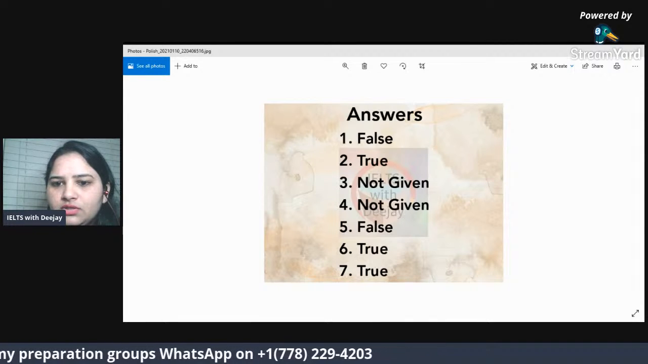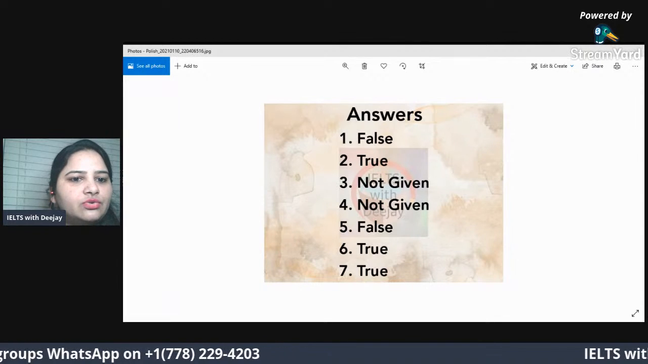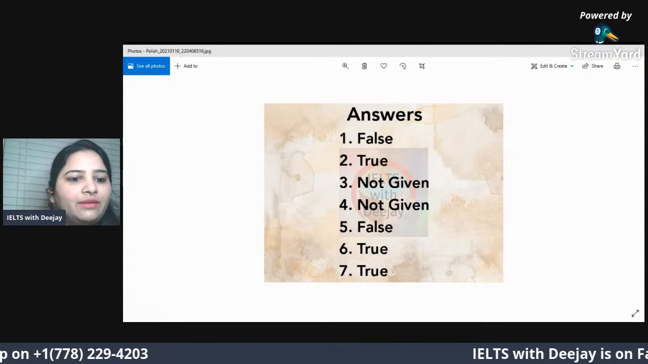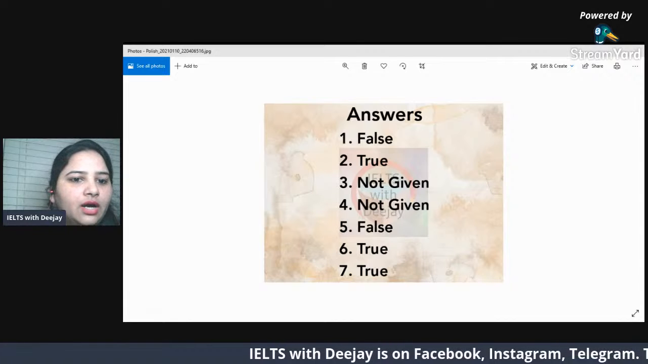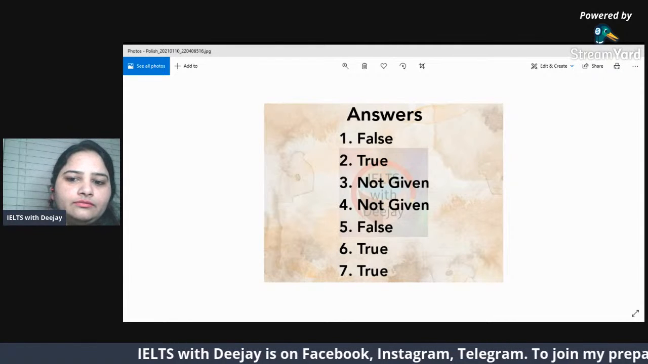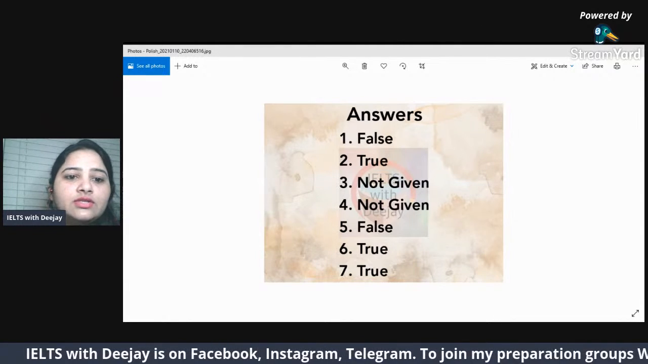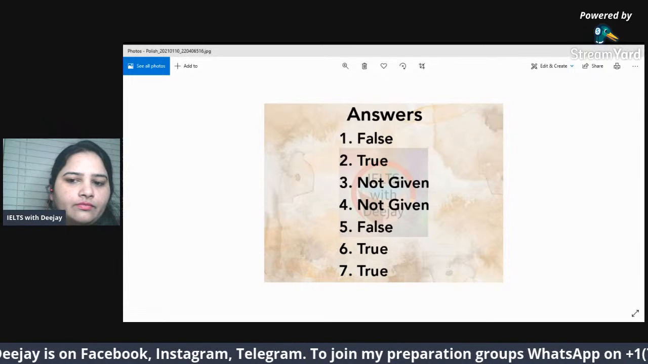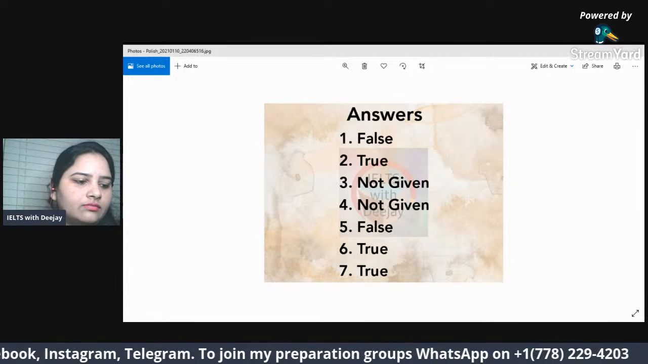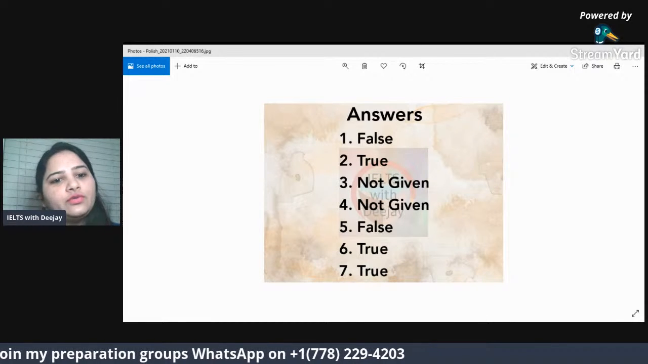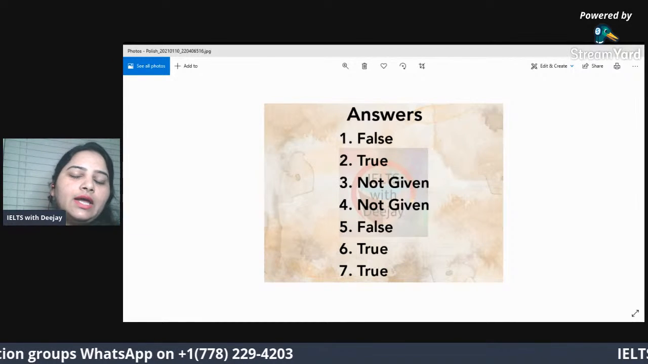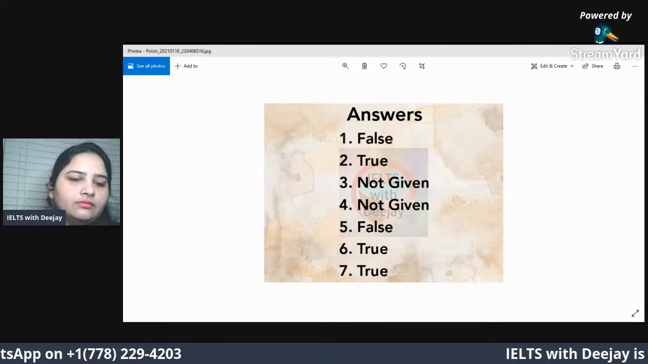Ajay is asking about the sixth answer. The sixth one is true. Why? Because they are saying you can't light the fire, and when you can't light it, you can't cook as well. This is the reason it's true. I always say we can't assume, but here we have to assume. This is just a small thing, that you can't cook.